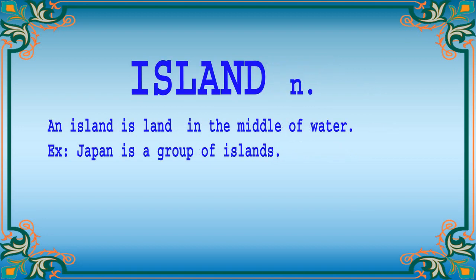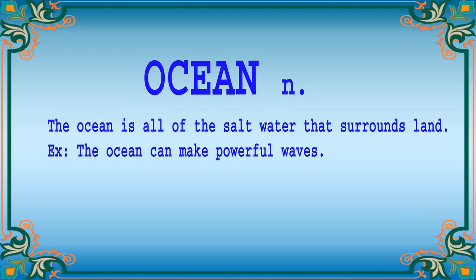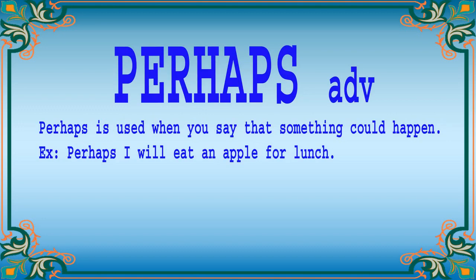Island. An island is land in the middle of water. Japan is a group of islands. Ocean. The ocean is all of the salt water that surrounds land. The ocean can make powerful waves. Perhaps. Perhaps is used when you say that something could happen. Perhaps I will eat an apple for lunch.